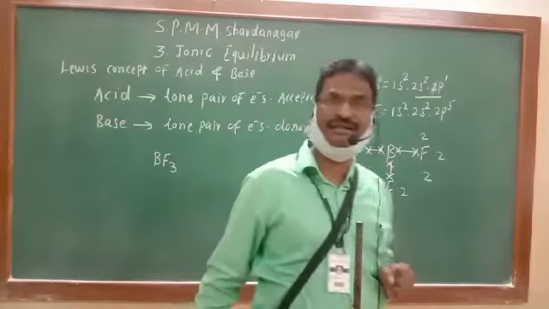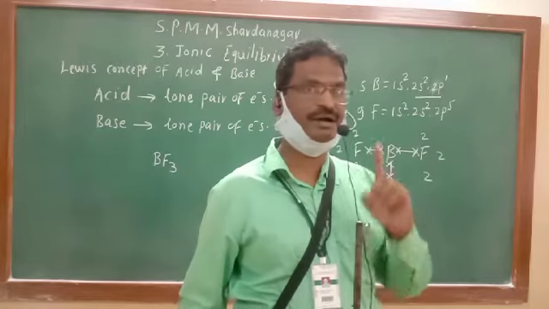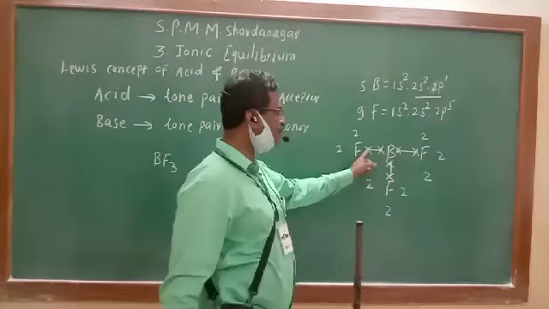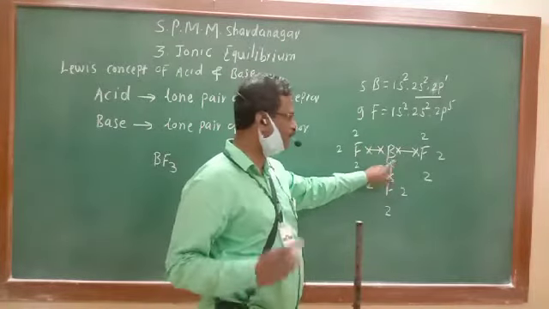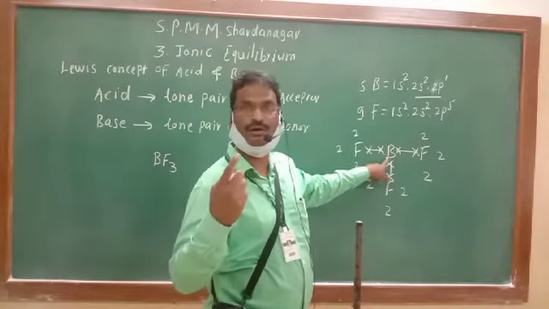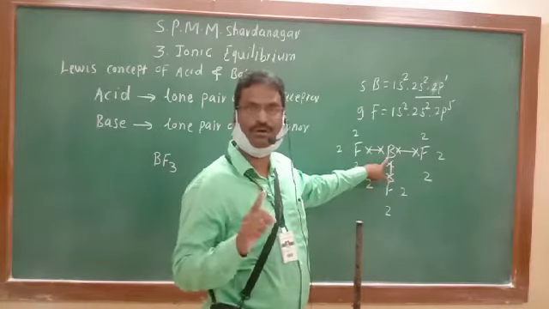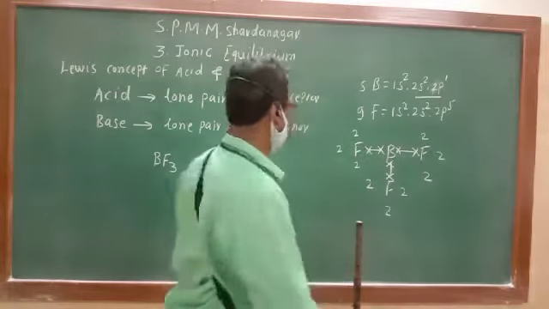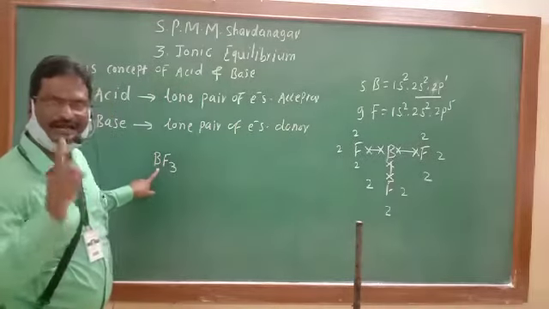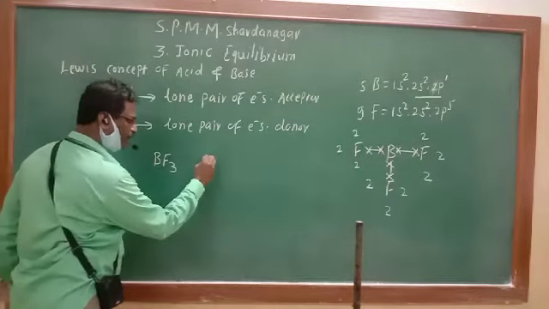In order to complete the octet, how many electrons are required? We know it requires 8 electrons, but there are only 6 electrons present. Therefore, boron is capable of accepting one more lone pair of electrons. 2 electrons can be accepted by the boron in order to complete its octet. Therefore, it is a lone pair of electron acceptor, and it is known as an acid. This is the acid. Now see the case of ammonia, NH3.